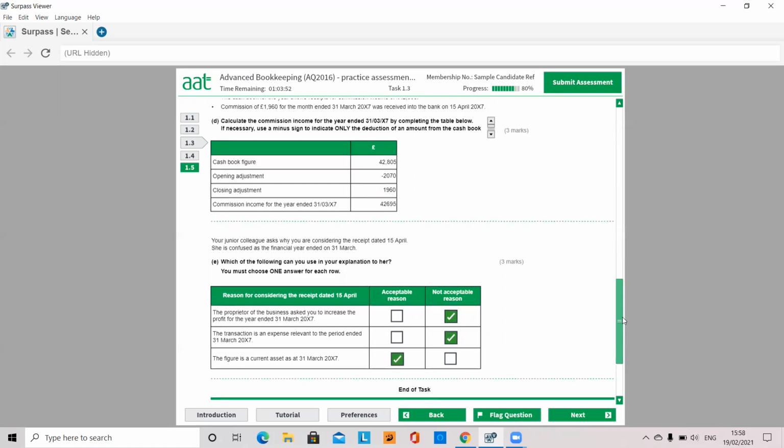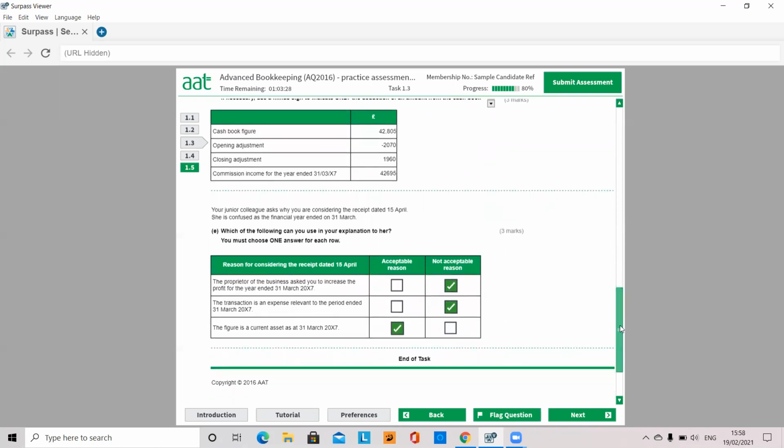The next one says the transaction is an expense relevant to the period ending 31st of March 2007. Again, not an acceptable excuse. And then finally, it said the figure is a current asset at 31st of March 2007. So that would be acceptable because it is a current asset that you've got in your financial statements. That's 3 marks, that one. So good luck.